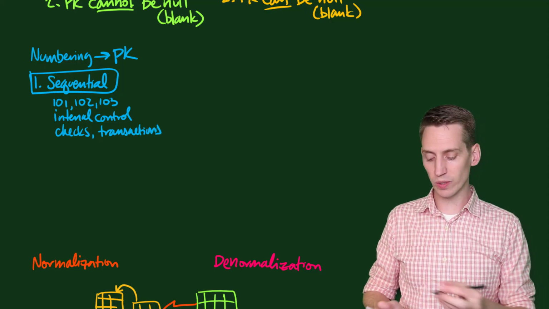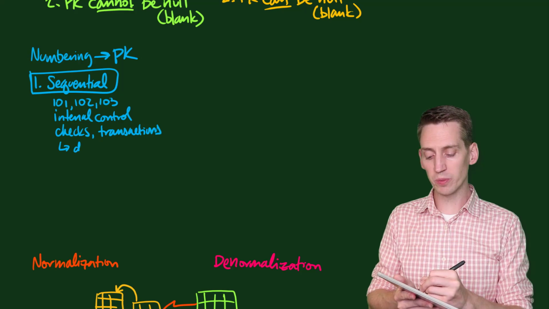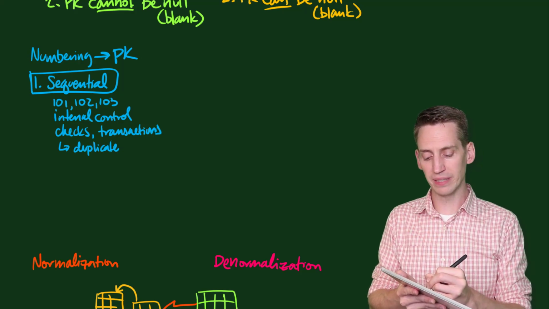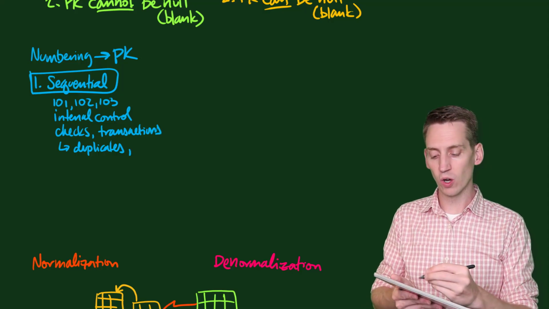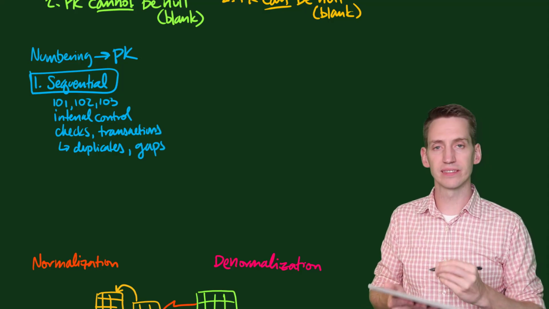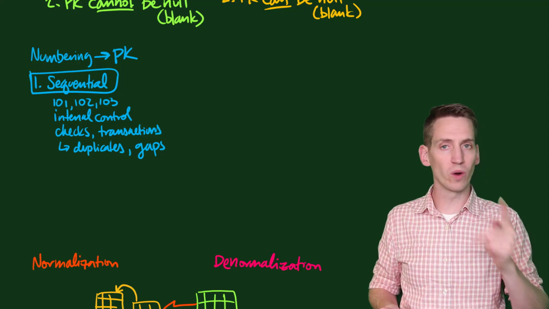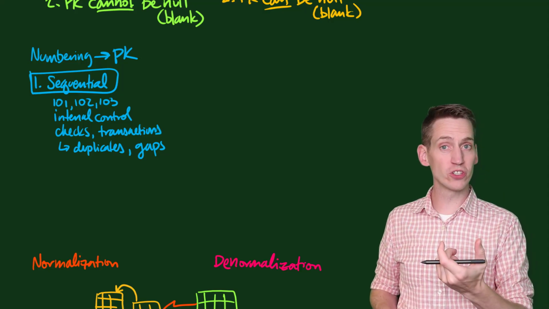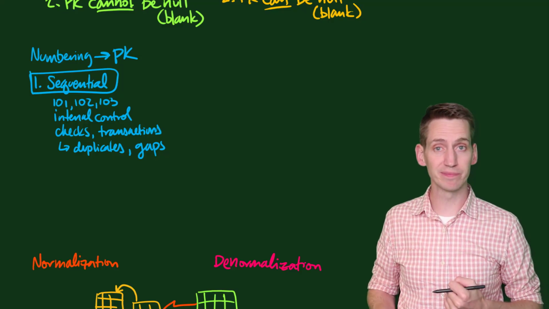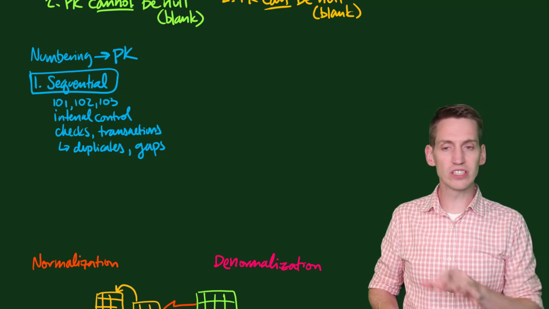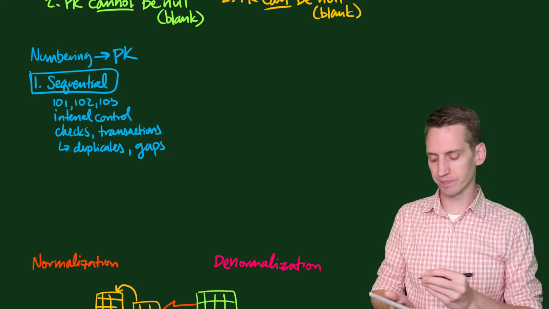What this allows us to quickly see is whether there were duplicates, meaning that I have a check that is the same number as another check that's already been processed, or if I have gaps in the numbers, meaning I go from check 101 to 103, that means check 102 is missing somewhere, hasn't been recorded, or maybe somebody deleted that record. So sequential numbering, we're just going in sequential order.